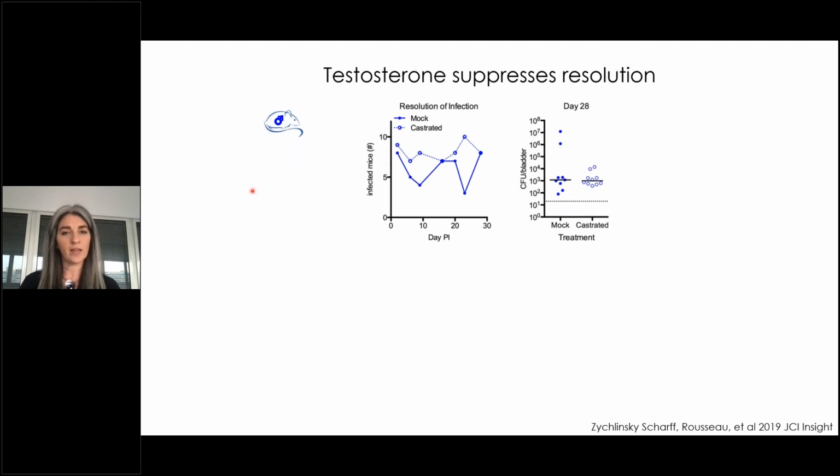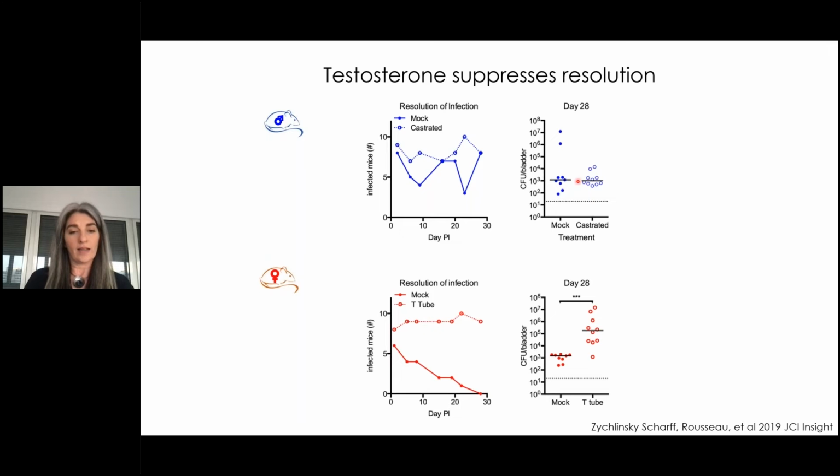In the animals that had been castrated, what we saw is this actually did not impact resolution of infection. These animals stayed infected for the duration, and they had similar bacterial levels in their bladders at the end of the experiment 28 days later. In contrast to this, what we saw in animals that had been treated with testosterone is female mice were now no longer able to resolve their infection.